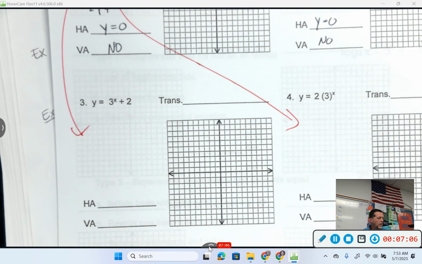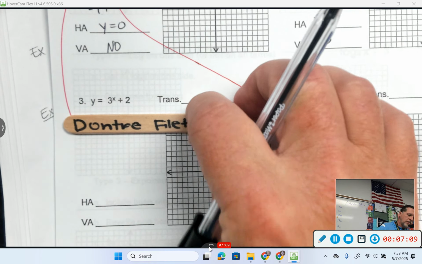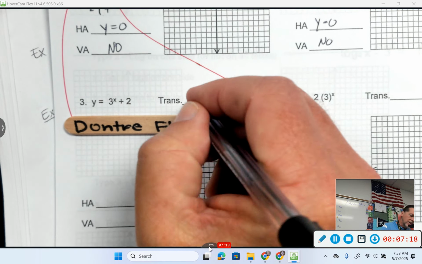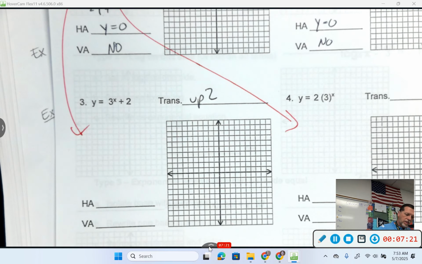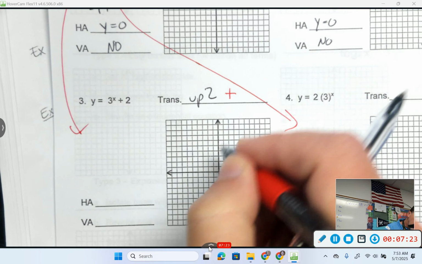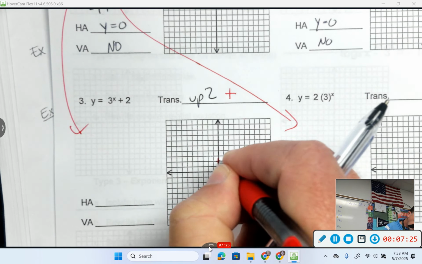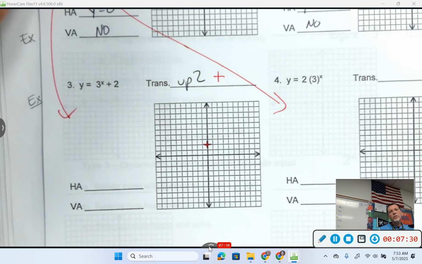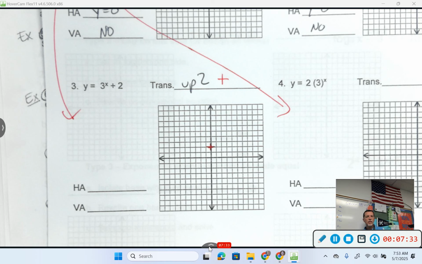Number 3. Don Trey, I fashion you as a transformation expert. What's that plus 2 going to do to the graph? Move it up 2. So again, I'm going to put a little bit of a new origin on there, a new starting point. And why don't you try this one? Take that same set of points, start at this origin, and put those points on there.